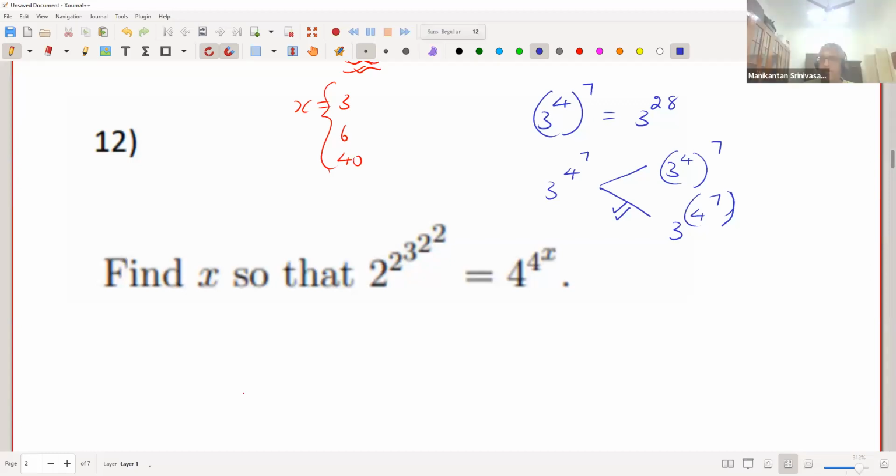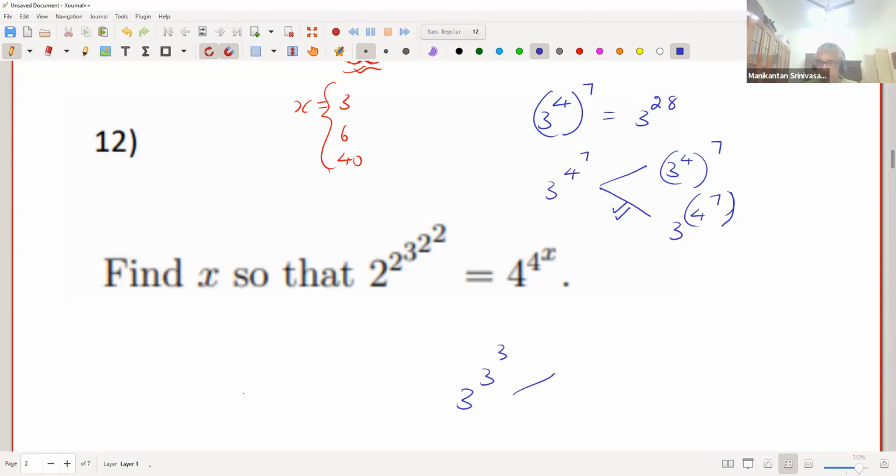If it's the first one, people would directly write it as 3 power 28, or rather 3 power 4 whole power 7. If I don't put brackets, it means it's the latter one. It means you start operating from the top and slowly start coming down. So by that logic, if I have 3 power 3 power 3, right?